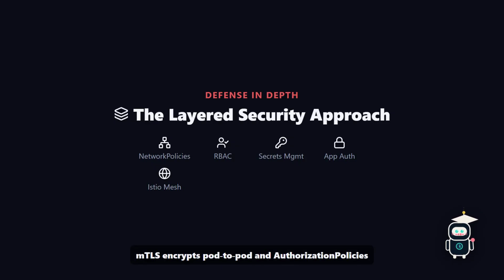mTLS encrypts pod-to-pod traffic, and authorization policies lock down which service talks to which. Without the mesh, a single compromise can wander sideways unchecked.